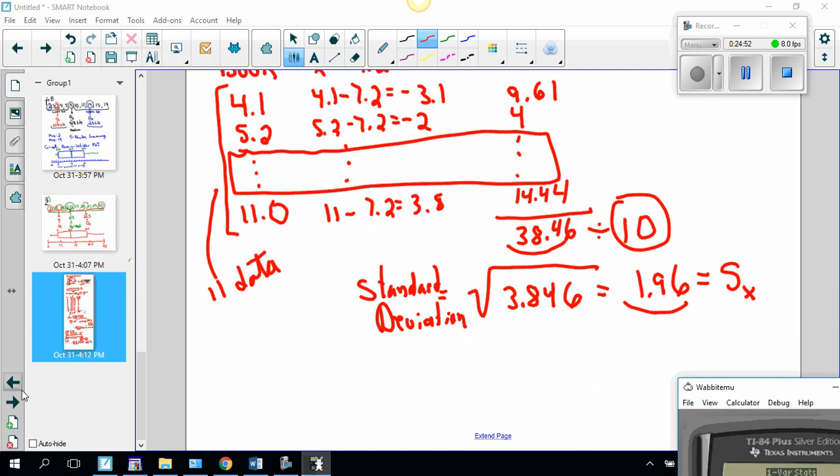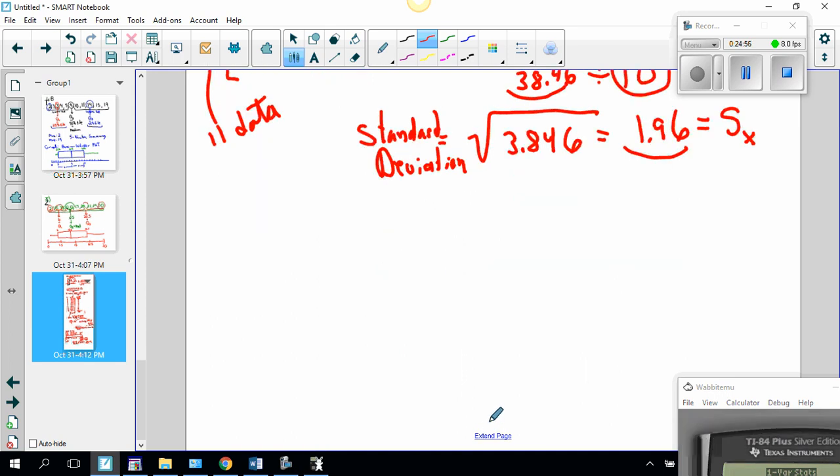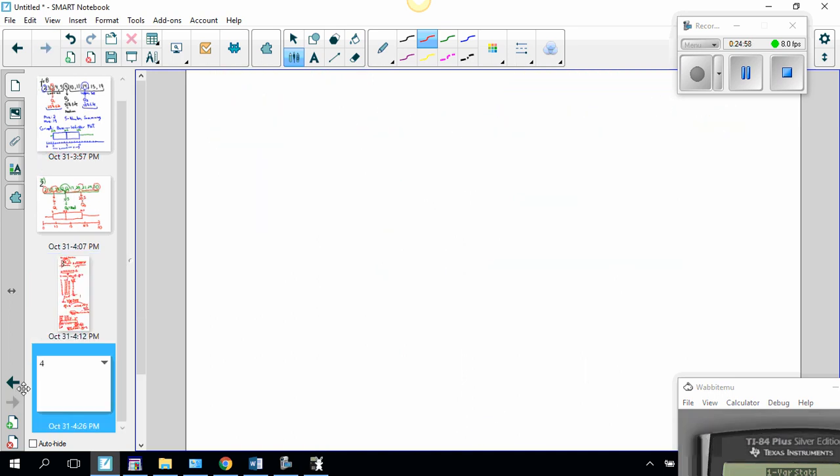Doing good, we're only at 25 minutes. Finally, the book finishes with this weird thing. The range rule of thumb.